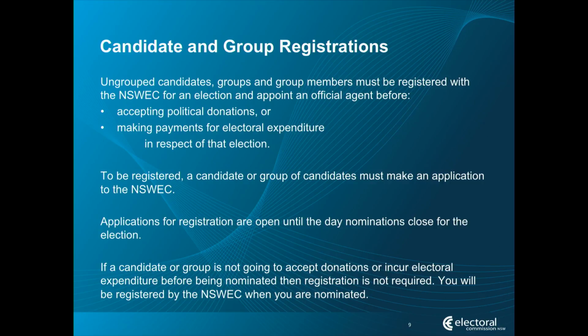First, we'll be talking about registrations. Ungrouped candidates, groups and group members must be registered with the New South Wales Electoral Commission for an election and appoint an official agent before accepting political donations or making payments for electoral expenditure. To be registered, a candidate or group must make an application to the New South Wales Electoral Commission.